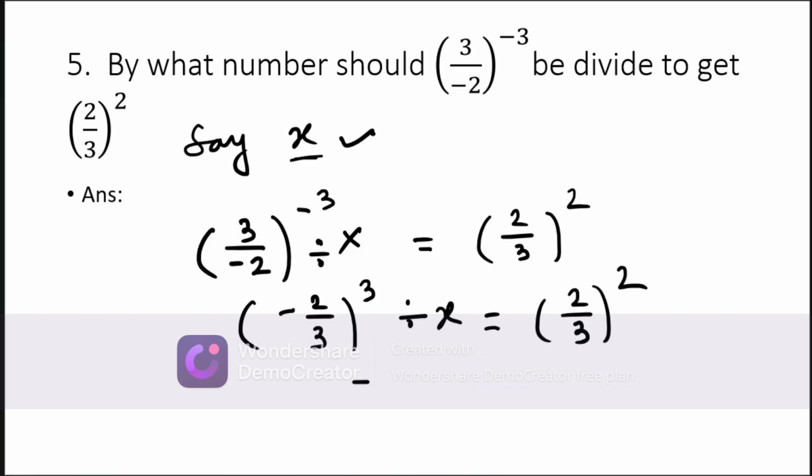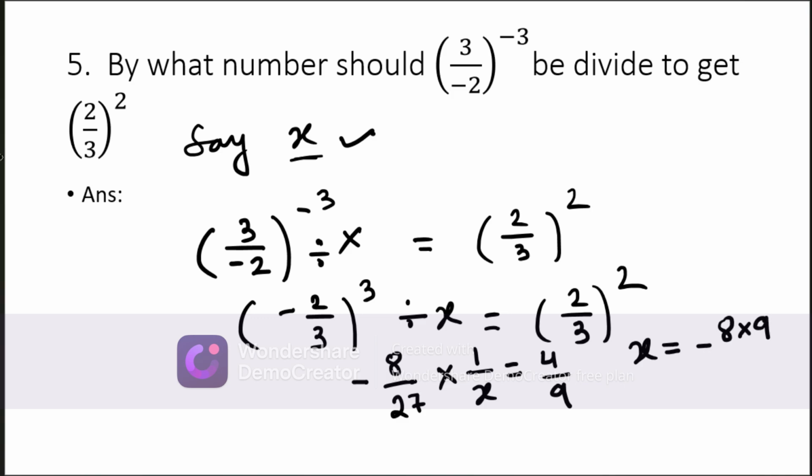Minus 2 by 3 whole cube is minus 8 by 27. Divide, change into multiply, so x becomes 1 by x equals 4 by 9. Now what is x? x equals minus 8 into 9 by 27 into 4. This is just calculation, nothing else. 9 3s are 27 and 4 2s are 8. So the answer is minus 2 by 3. Okay, then go to the next problem.